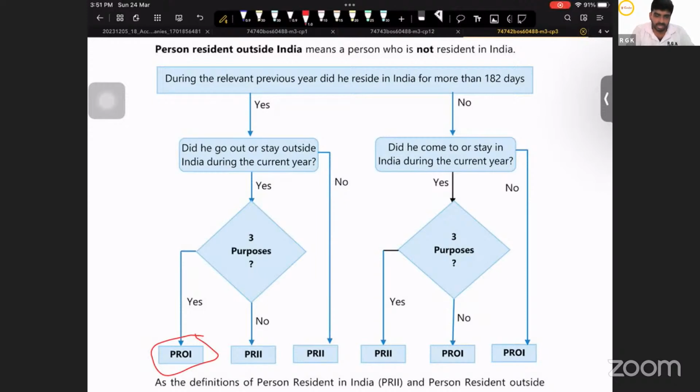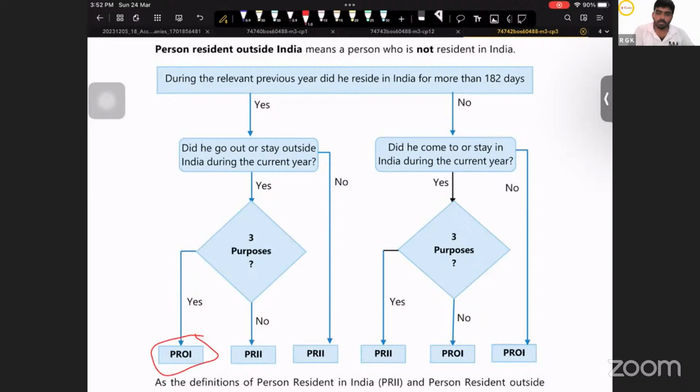Such purposes, he will be classified as person resident in India. So when a question is asked in the examination, first see whether they are saying a person has stayed in India for more than 182 days in the preceding financial year. If yes, then see whether he is going out of India in the current financial year. If he is going out of India for current financial year, ask him, why are you going out? That means in the question, try to find the reason for him going out of India. If it is any of those three reasons, classify him as person resident outside India. Otherwise, classify him as person resident in India.